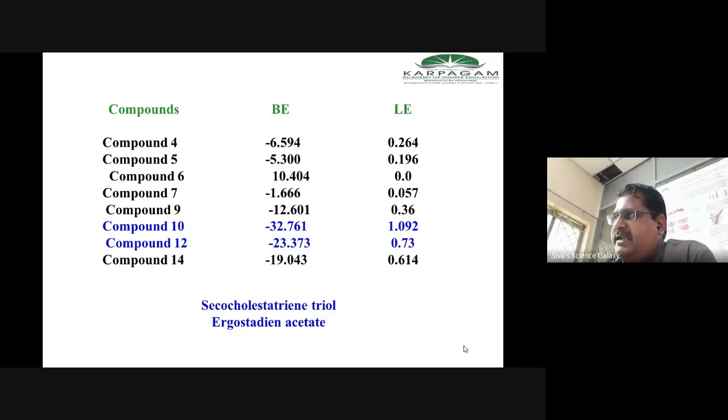Based on the binding energy and the ligand efficiency, we can sort out the best ligand, showing the affinity to the target molecules. Okay, so you can see the binding energy. I have selected the 2 compounds because those are high in energy in terms of negative sign.